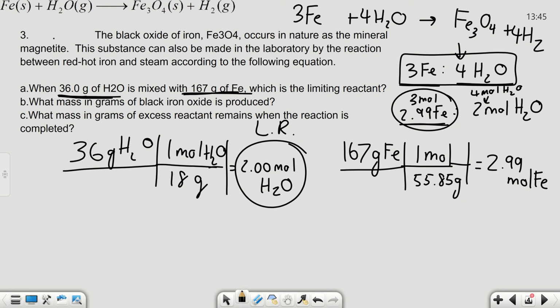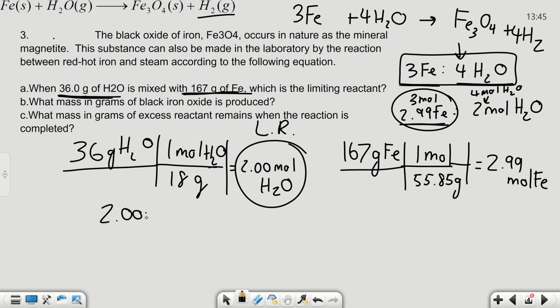I used to divide the 2 numbers, and if the number was larger in the reaction compared to this, I don't do that anymore. But maybe if you're like, okay, I don't get that, what we can do is figure out how much product is produced. Let's go with iron oxide, Fe3O4.